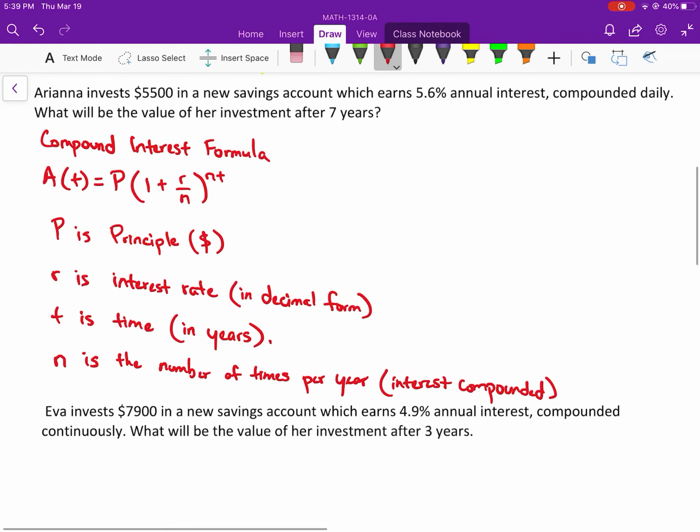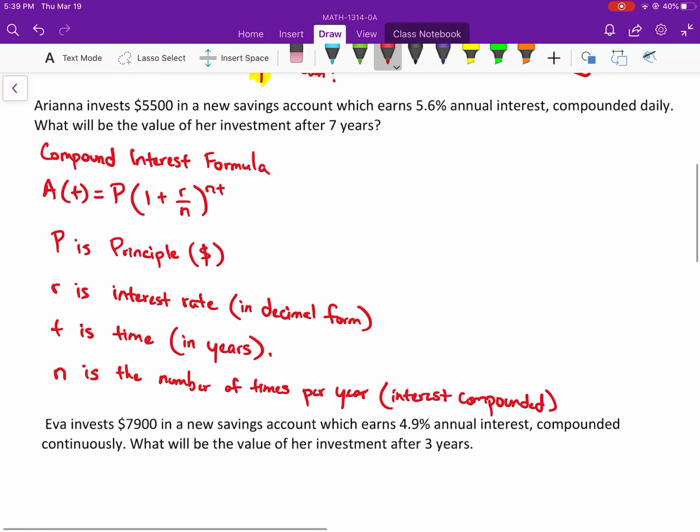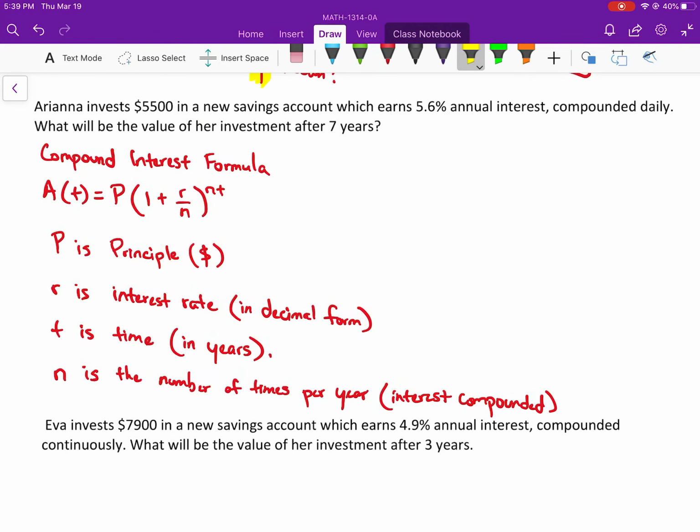I'm going to scroll that up just a hair. Okay. Let's identify each piece here. So we have 5,500. That happens to be P. That's my principal. That's my amount that I'm putting in. 5.6%. That happens to be my R. Where's my T? Right there. 7 years. Alright, so the only thing we're missing here is N.